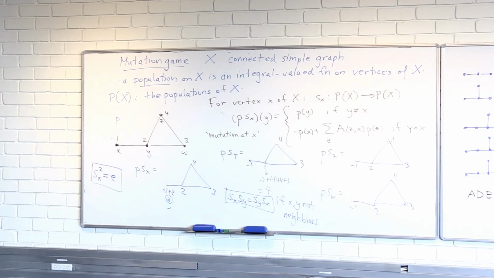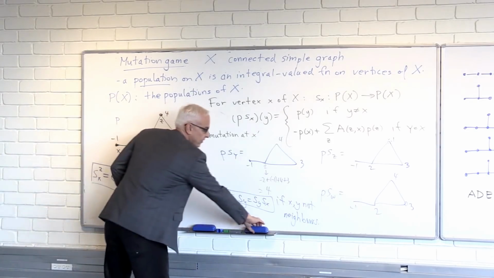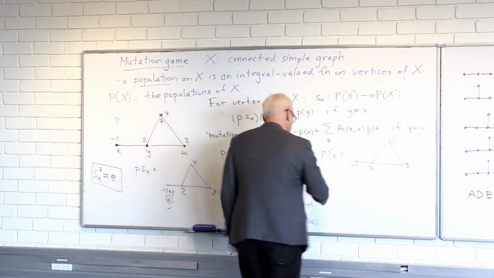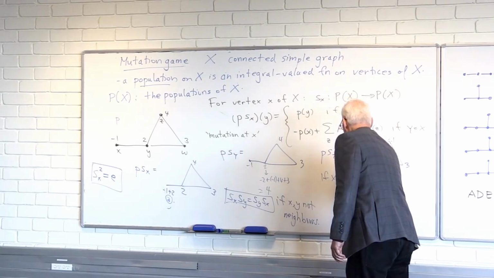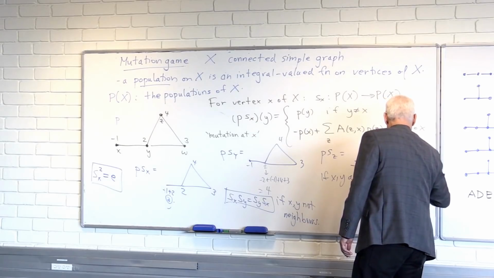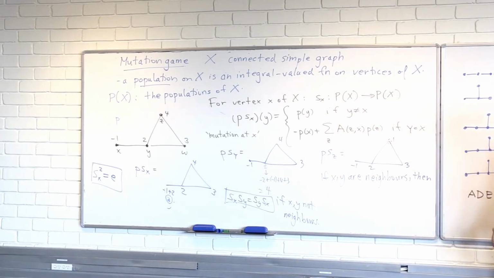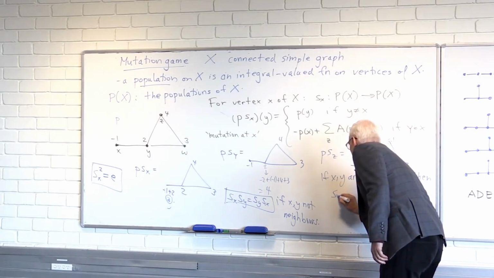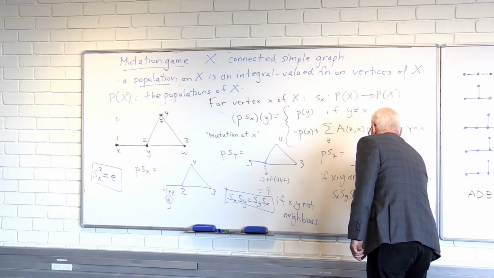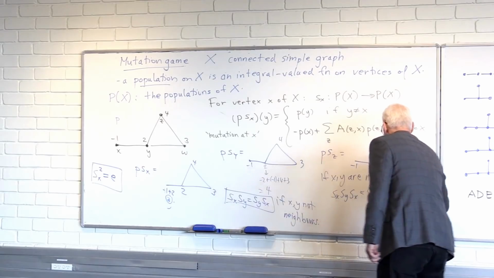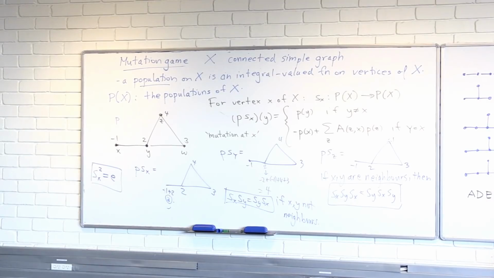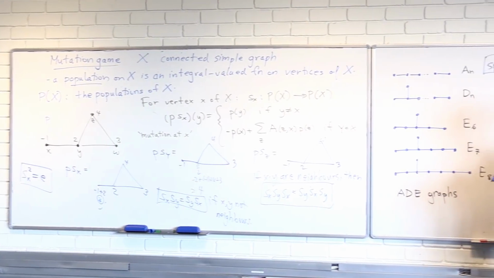And what if they are neighbors? Well, then something more interesting happens. If x and y are neighbors, then we get a braid relation. We get S sub x, S sub y, S sub x equals S sub y, S sub x, S sub y. This relation, if you're familiar with the symmetric group, it's the kind of thing that happens there.